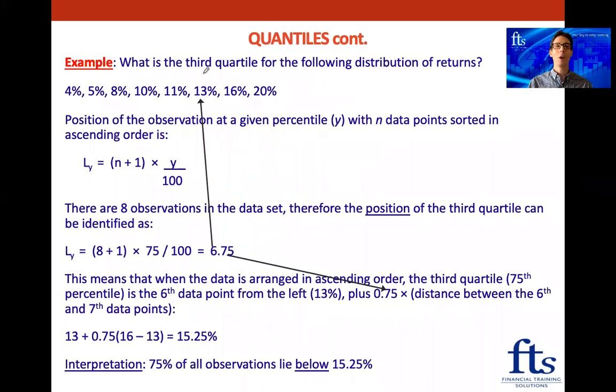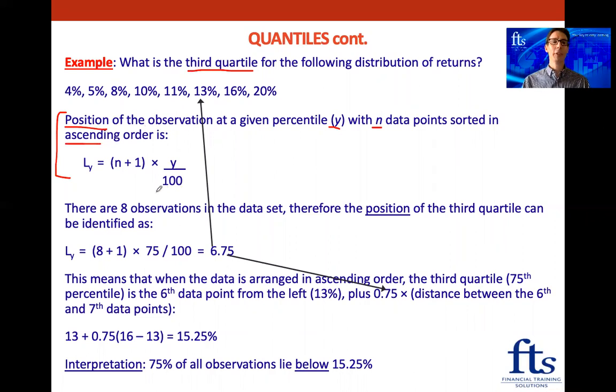They're asking us here, what is the third quartile for the following distribution of returns? I was kind to us. I arranged this distribution of returns in ascending order from smallest to largest. This is the part that we said is copied and pasted from the previous slide. The position of the observation at a given percentile, which is y, with however many data points, sorted in ascending order. So we have to be in ascending order to get the position of the observation.